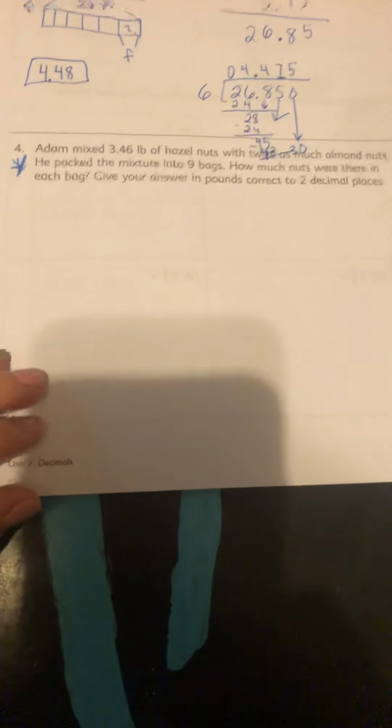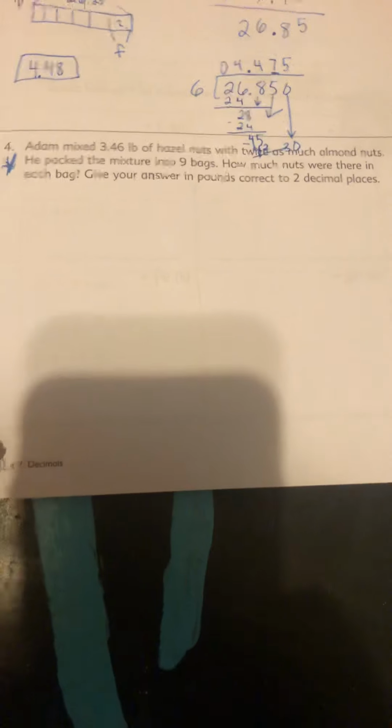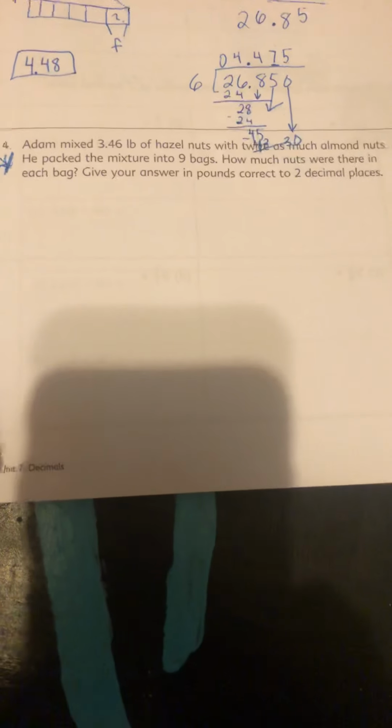Okay, now we're going to go to our second problem, and we do it the same way. We're going to read it first, and then we're going to kind of break it up. So Adam mixed 3.46 pounds of hazelnuts with twice as much almond nuts. He packed the mixture into 9 bags. How much nuts were in each bag? Give your answer in pounds correct to 2 decimal places.